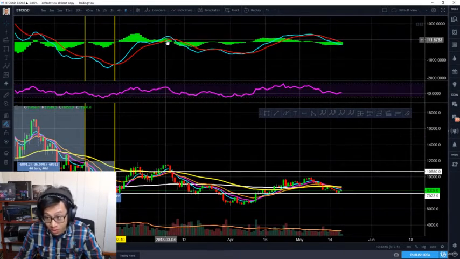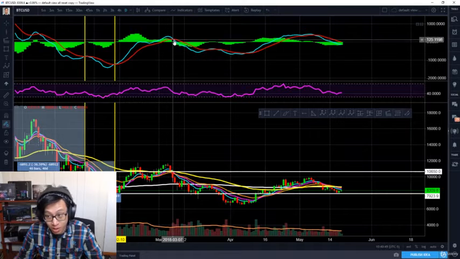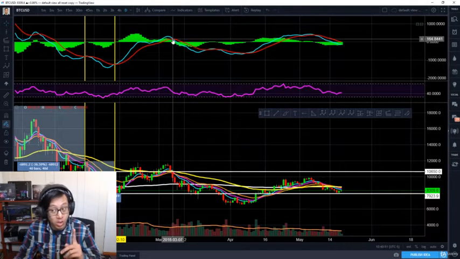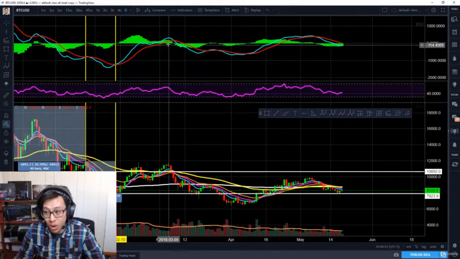Got to the negatives or the positive side, but we got a negative crossover, right? Looks like it's about to come down. So shorting is wise, guys. Shorting is very wise from these points.